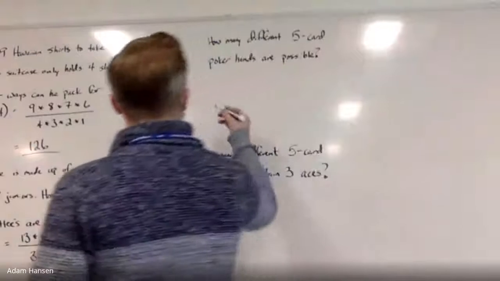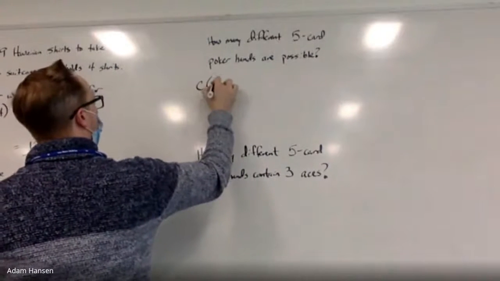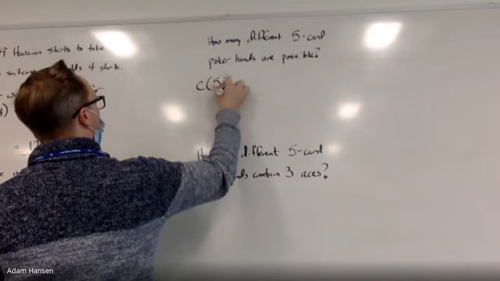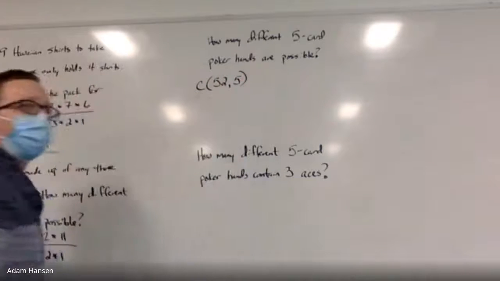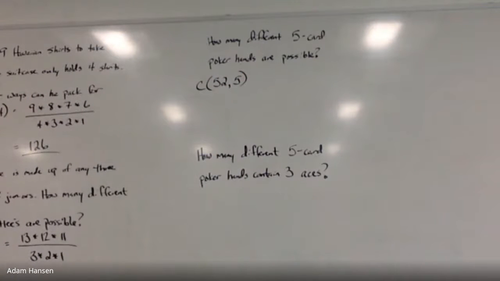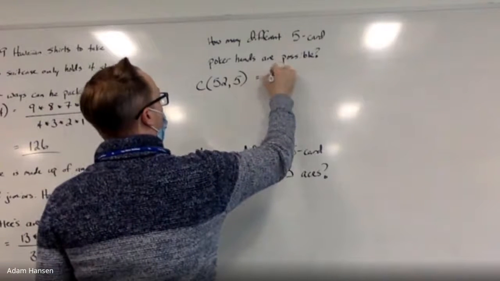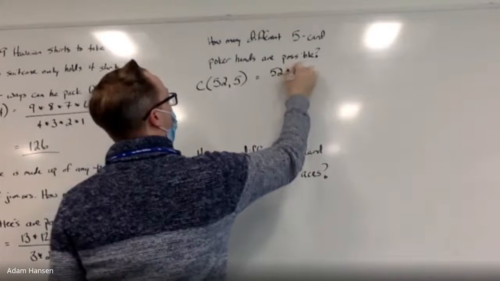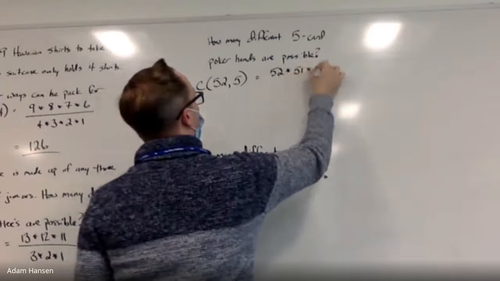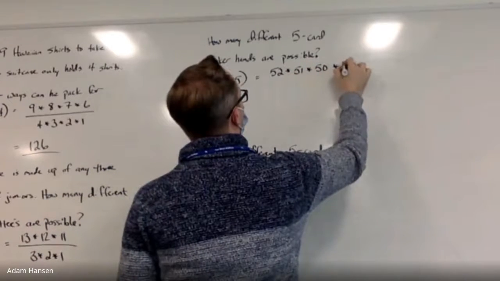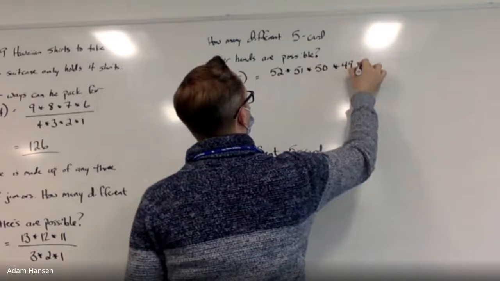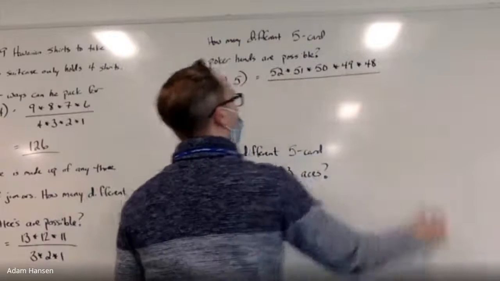How many cards are in a deck? I need to choose how many of them. So 52 choose 5. How many different combinations of 5 cards dealt to me are there possible from a standard deck of 52 cards? All right, so let's see here. I could pick one of any 52 cards first, then 51, 50, 49, and 48.